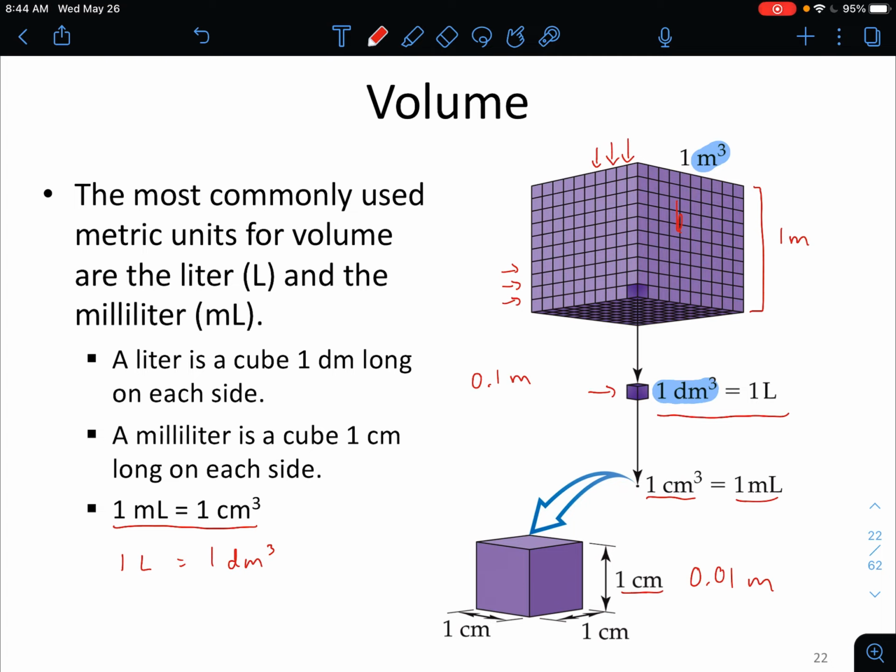And that's probably just logical because 1 meter cubed is a giant volume, so it's probably not a very logical base unit for volume. So anyway, that's something that you'll see when we're talking about volume of liquids. We'll use liters and milliliters. When we're talking about volumes of a solid like a block, we'll be using cubed units.